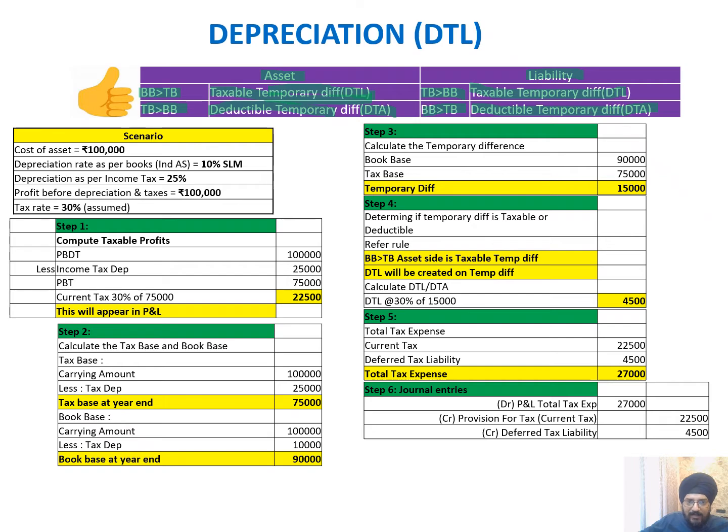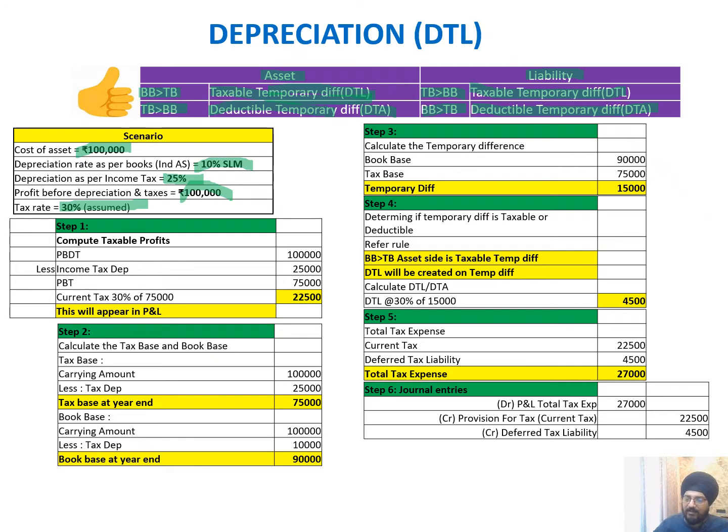The scenario is that we have an asset with a cost of 1 lakh rupees. Depreciation rate as per the books is 10% straight line method. Depreciation as per the income tax is 25%, which is largely WDV. Profit before depreciation and taxes is taken as 1 lakh rupees, and the tax rate is assumed as 30%. Our first step is to calculate the current tax.